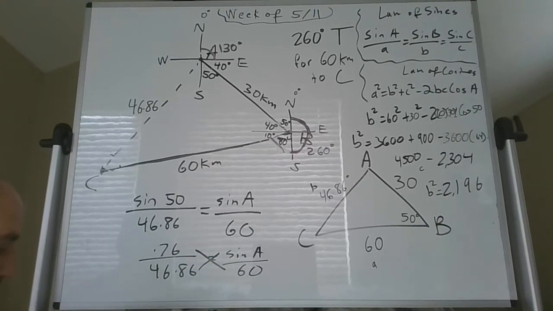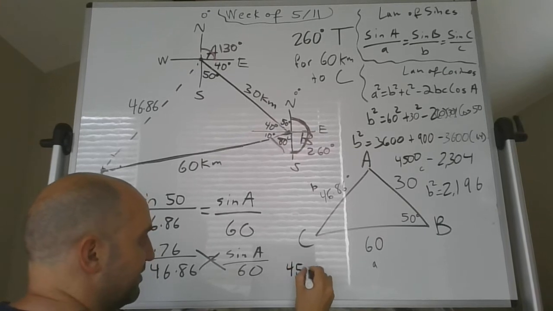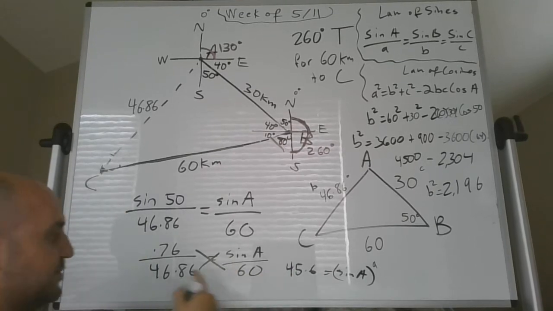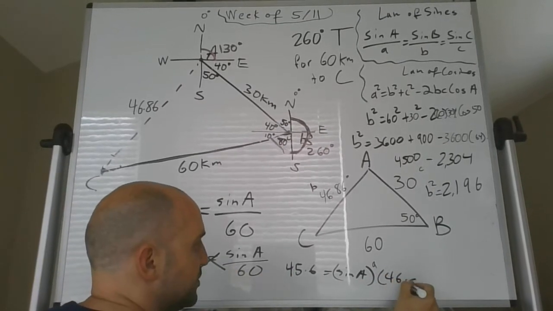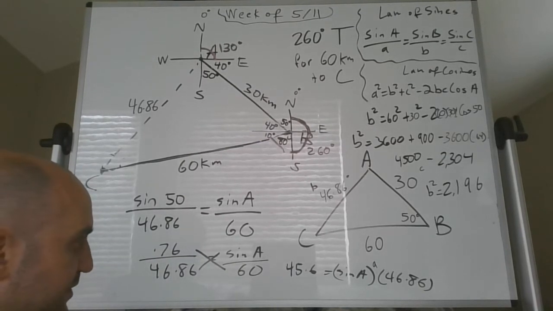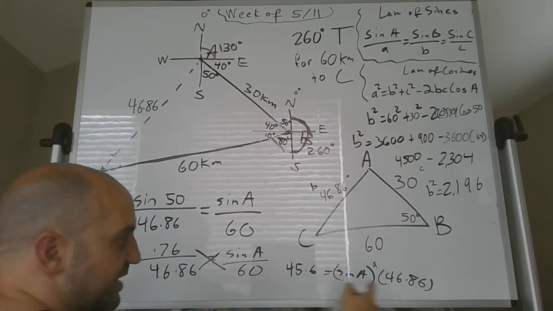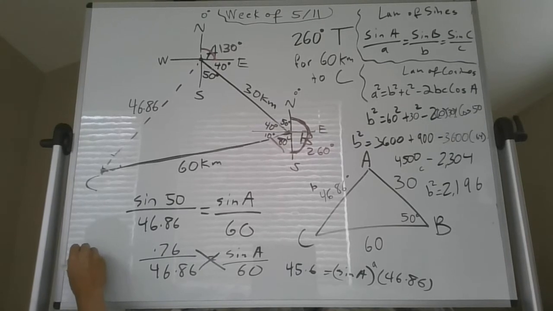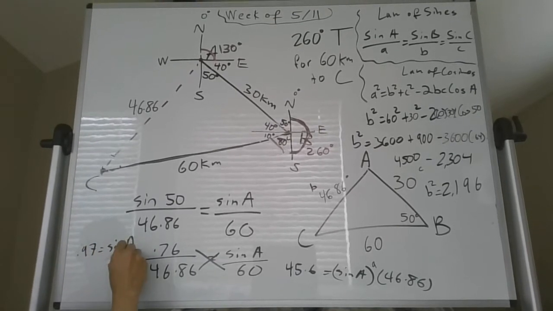Okay, so I'm just going to do a calculator right now. 0.76 times 60 is equal to 45.6. So I have 45.6 equals sine A times 46.86. And I just have to divide that. So I'm going to do 45.6 divided by 46.86. That's 0.97. So 0.97 is equal to the sine of A right here.